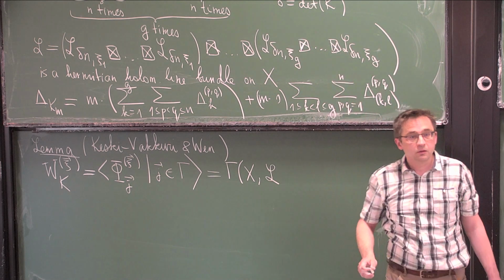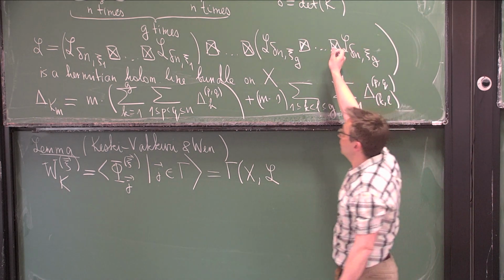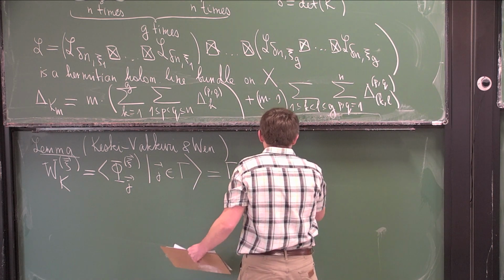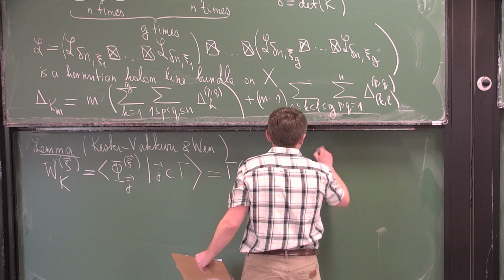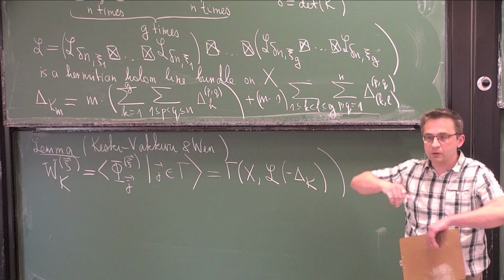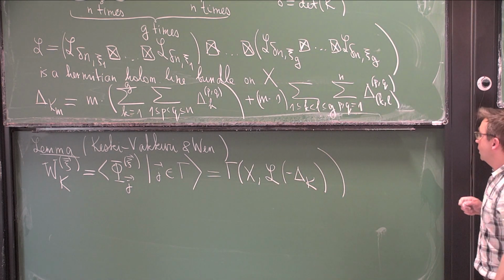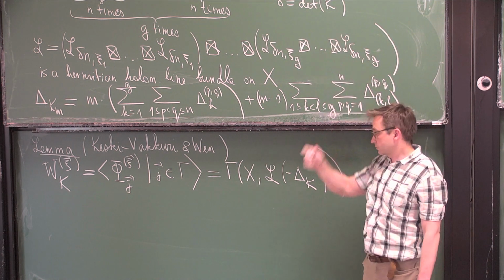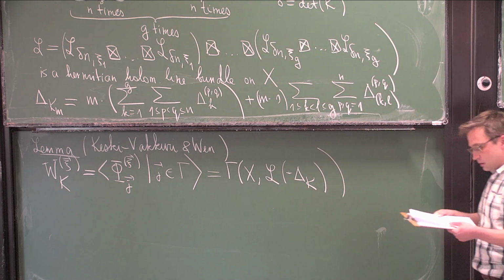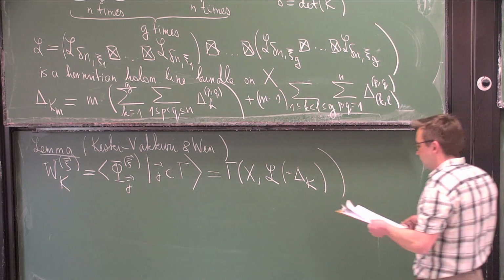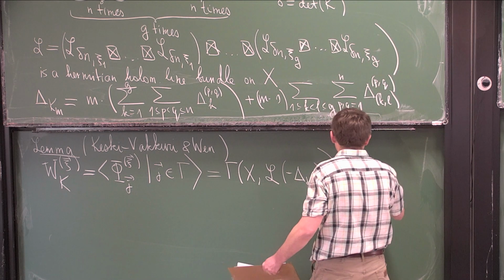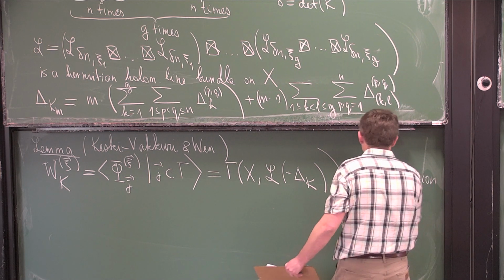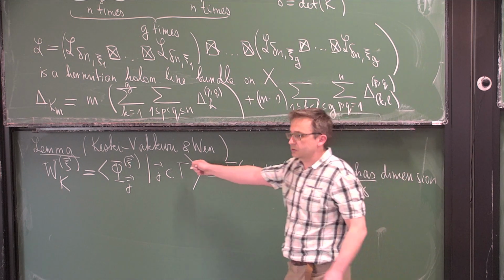I consider the ground state, but then I impose vanishing of wave functions along all diagonals with orders specified by my matrix K. It's a lemma of Keski-Vakkuri and Wen, and this space has dimension delta, meaning that these functions are linearly independent.